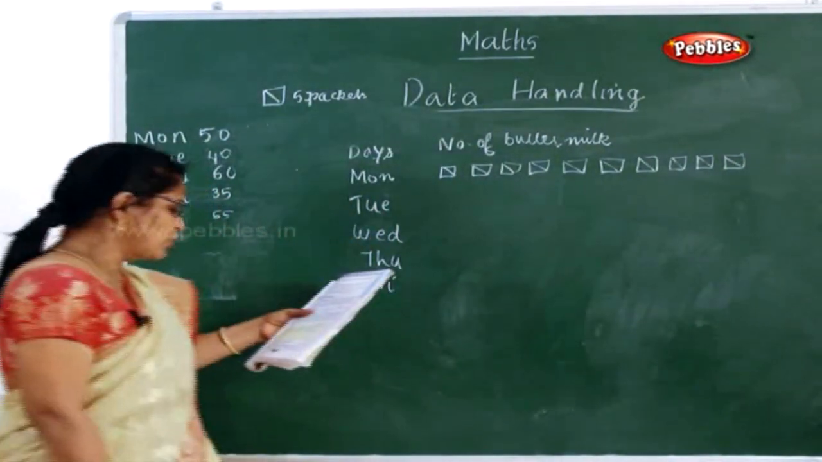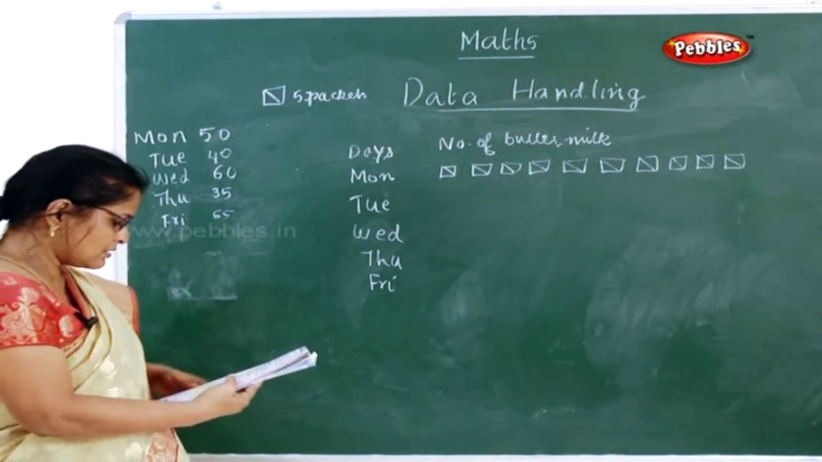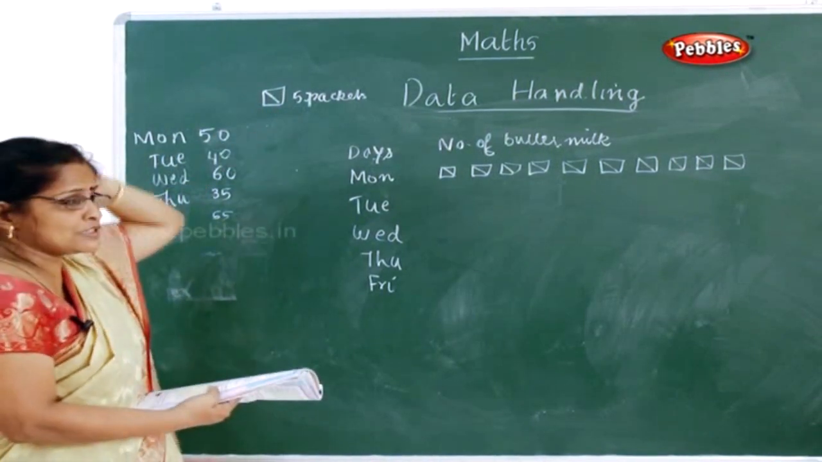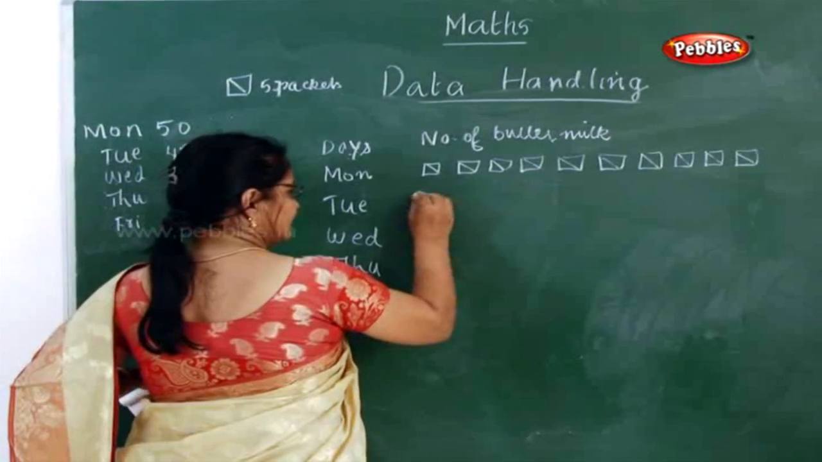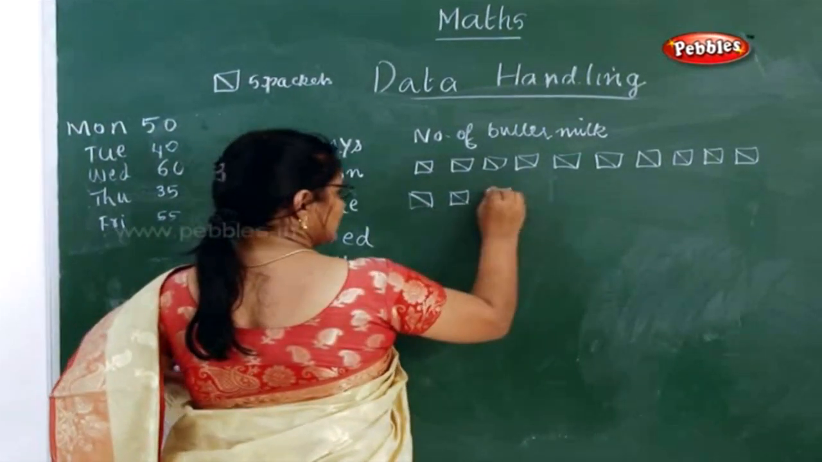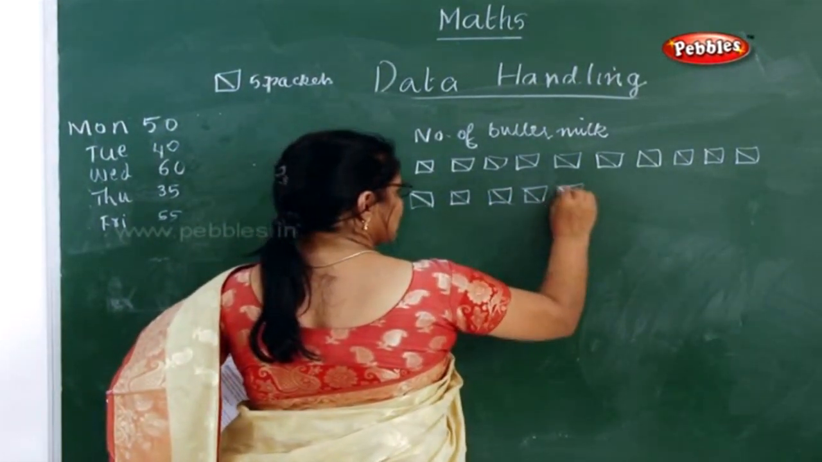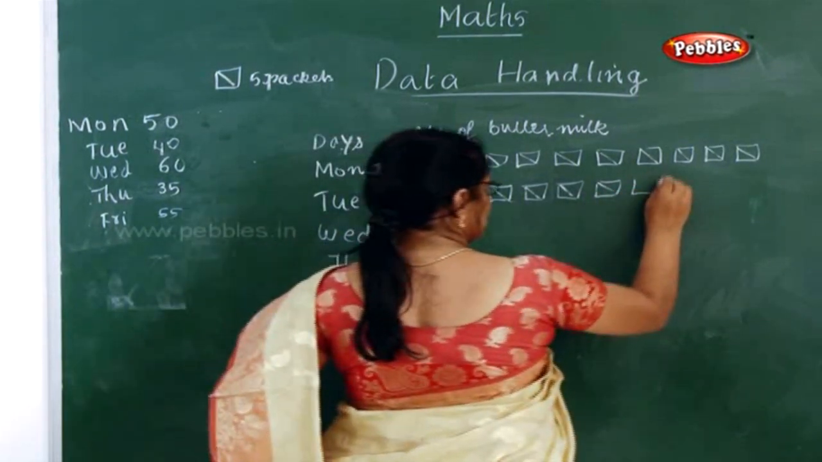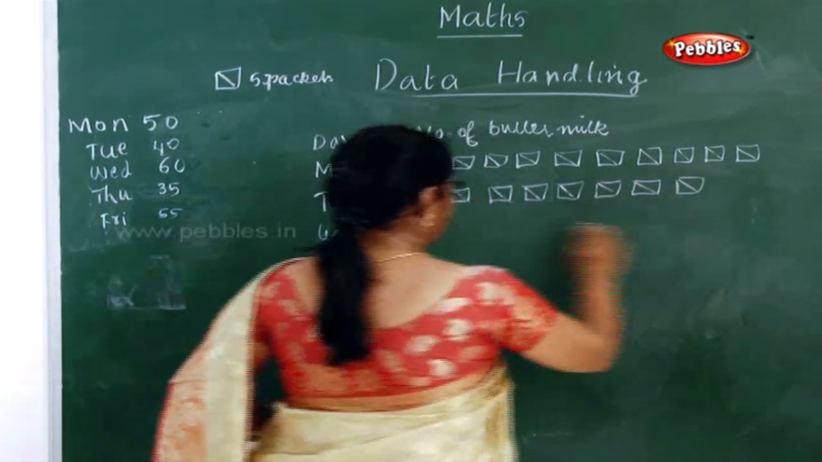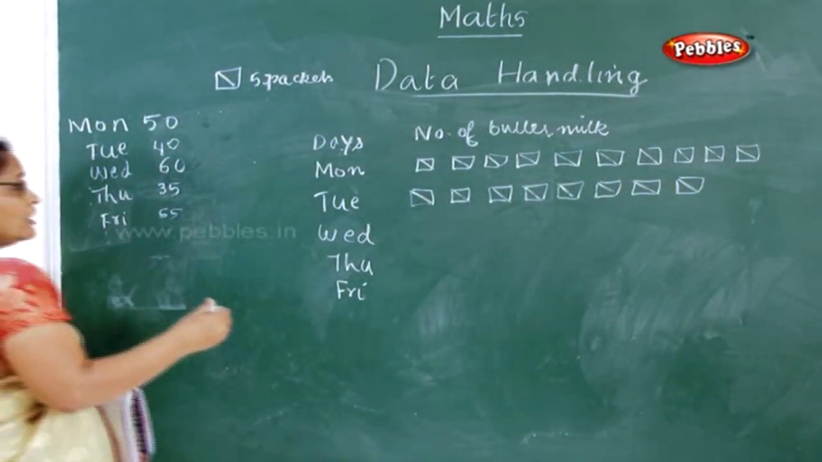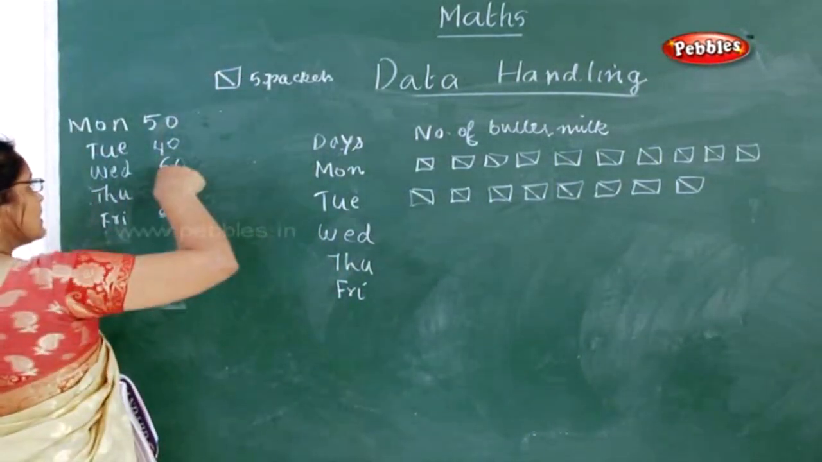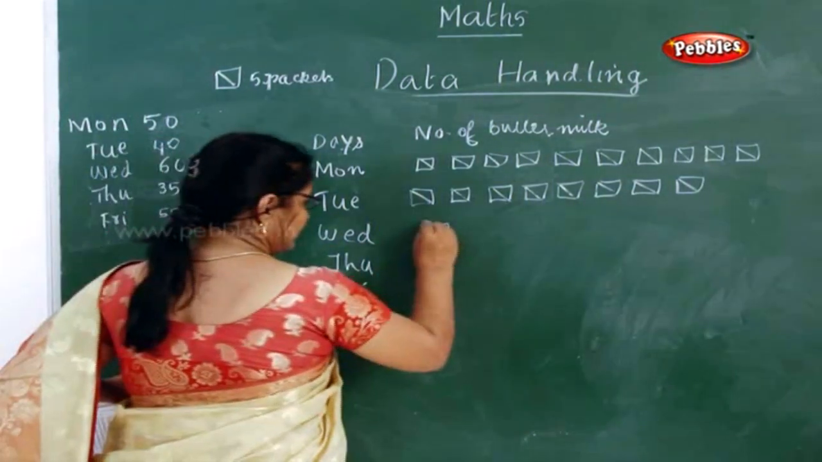Right? Okay, now Tuesday. How much is it? 40. Now how many packets will you draw? This represents 5. That means you have to draw 8 packets. Right? Now Wednesday. How many were there? 60. Now how much do you have to draw? 5 per packet, so 12 5s are 60. So 12.